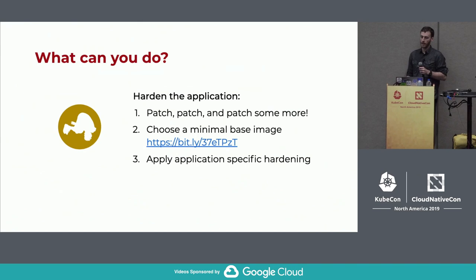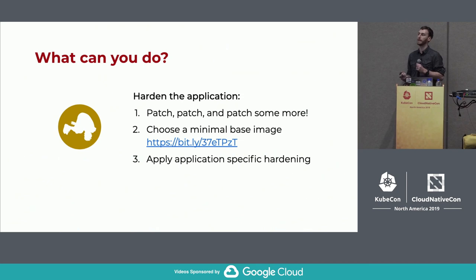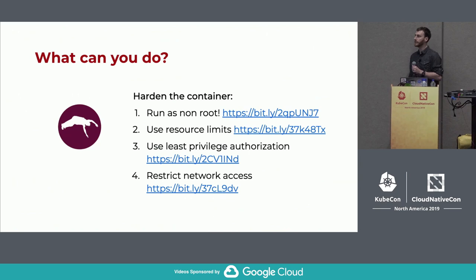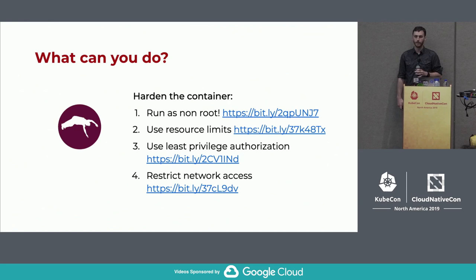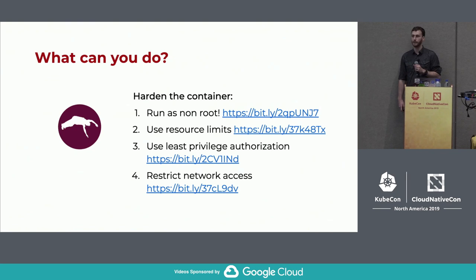On the application side, this is really going to depend on the specific application. But some general pieces of advice are to stay on top of patches. If you choose a minimal base image, then staying on top of patches is a little easier. And then apply application-specific hardening, like using a secure web framework. On the container side, running as non-root should really be the first thing that you try and do. In addition to that, resource limits can help prevent some local denial of service attacks. Least privilege authorization is always a good choice, and restrict the network with something like network policy or Istio.